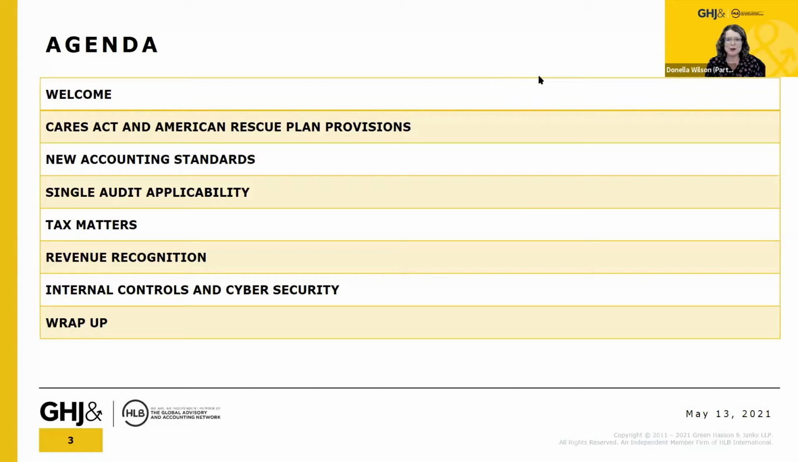We're going to start with certain provisions of the CARES Act and the American Rescue Plan Act, specifically the Paycheck Protection Program, PPP loan, and the Employee Retention Credits. Mark, can you remind us of the options for accounting for the PPP loan?